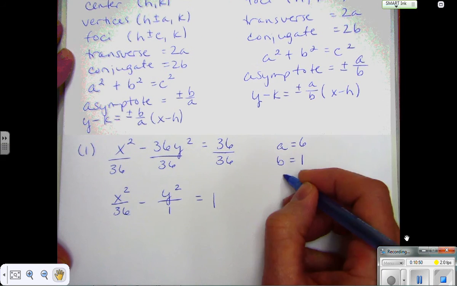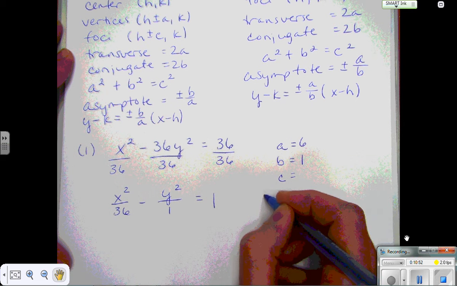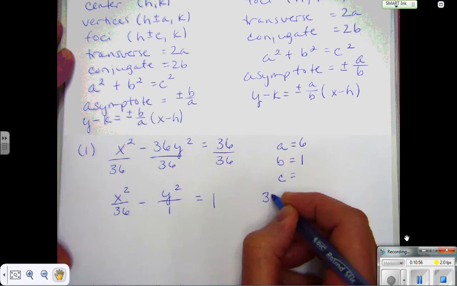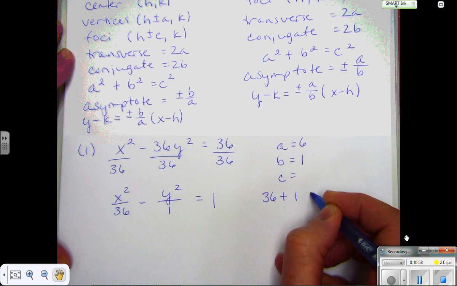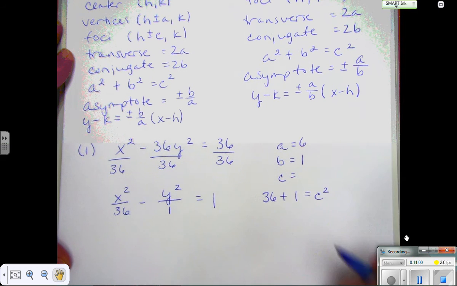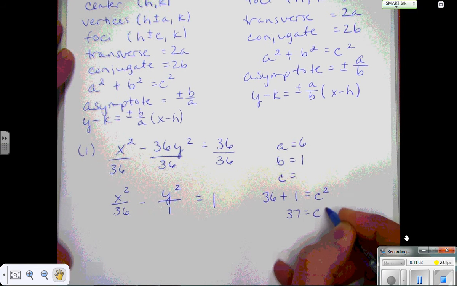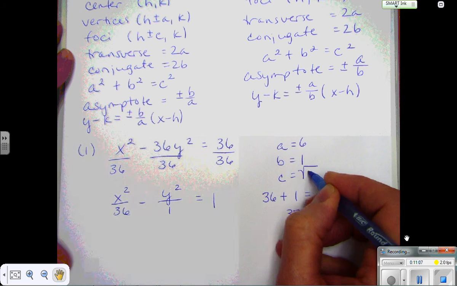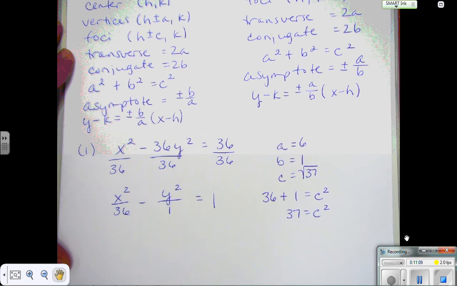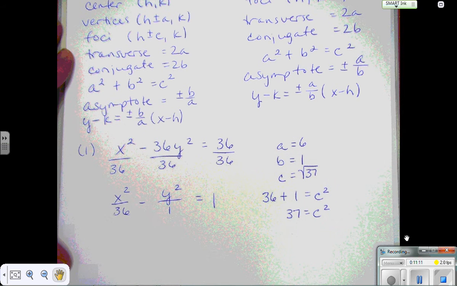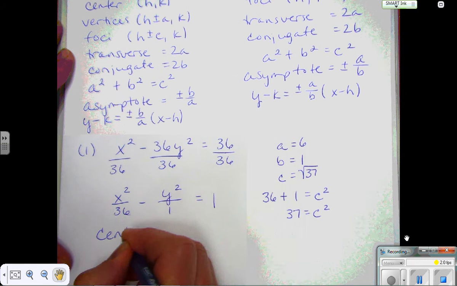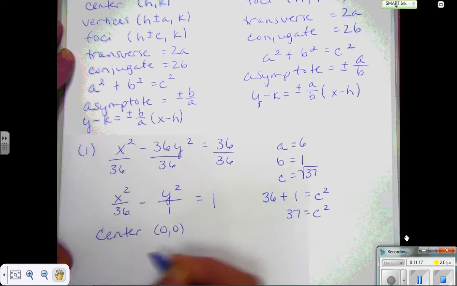And to get c, I'm going to have to use the a squared plus b squared. Okay, a squared is 36, b squared is 1. That's going to equal c squared. So 37 is c squared. That means that c is going to be the square root of 37. Okay, so my center is at 0, 0.